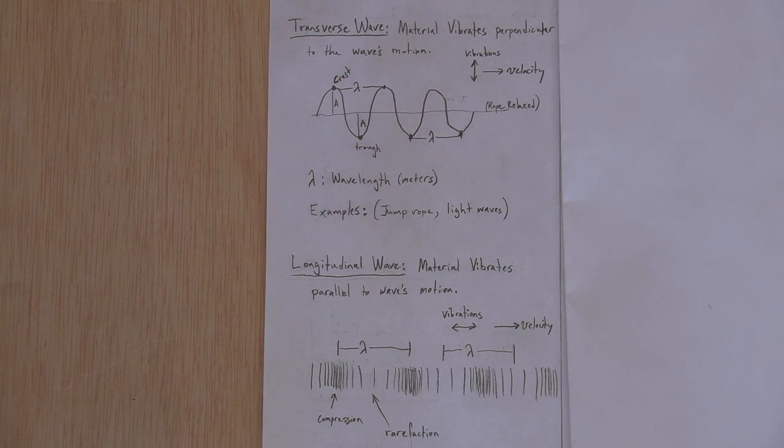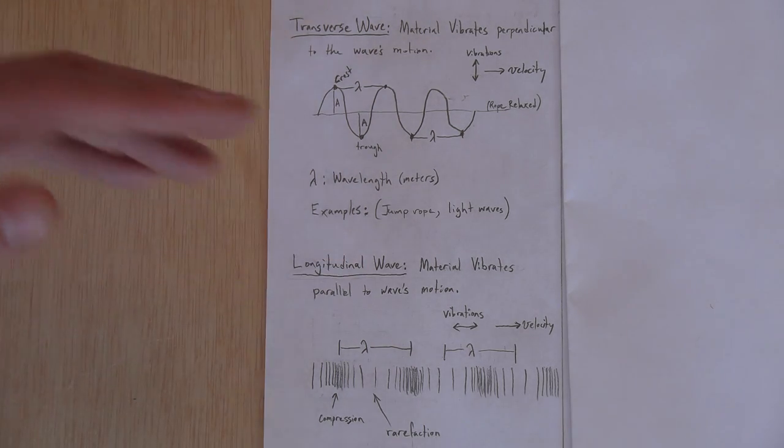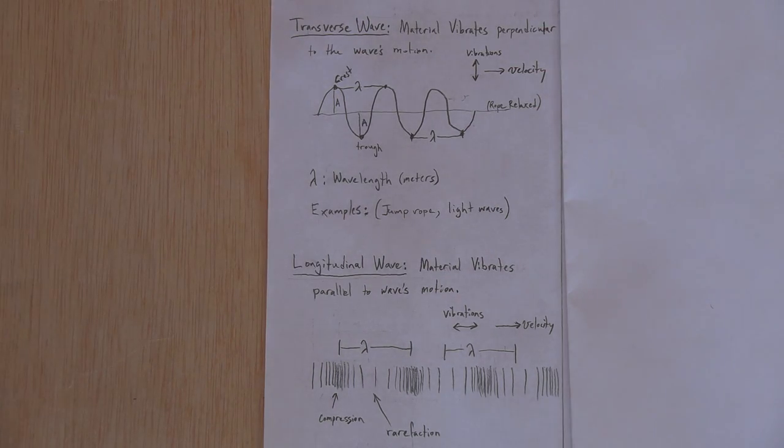Another example would be a wave at a sports arena. When people rise up and yell and then sit back down, the people are not going around the sports arena. The wave is, right? So they're standing up and down, but the wave is traveling sideways. Transverse wave.